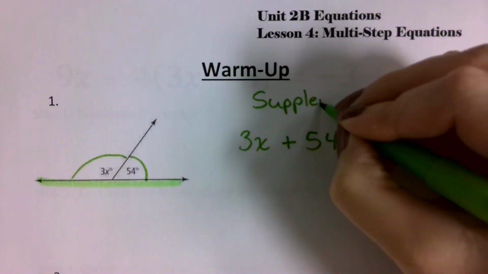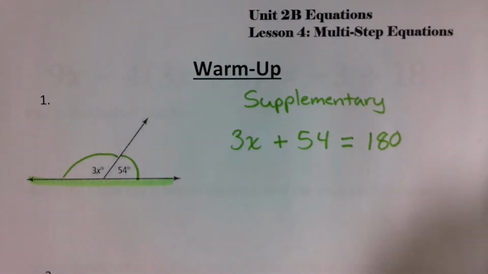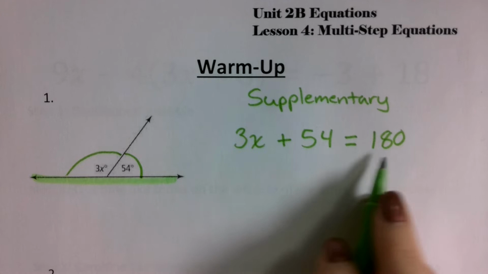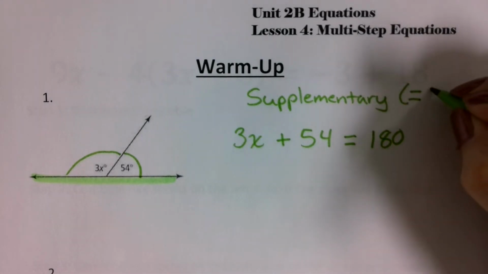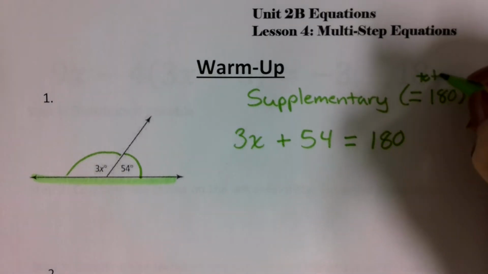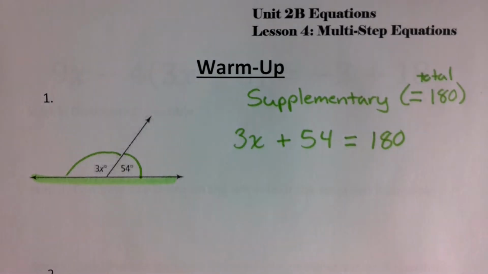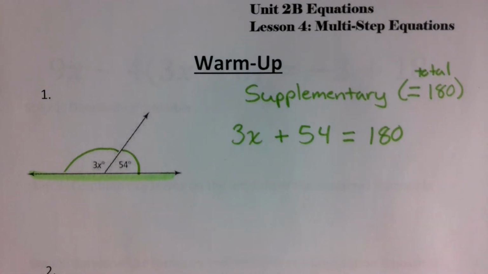You need to know your relationships. These are supplementary angles. That means that when we add them together, it's going to be equal to 180 degrees. So you need to put down that supplementary equals 180 total, and make sure you understand that. All right, now we've got this into a two-step equation.